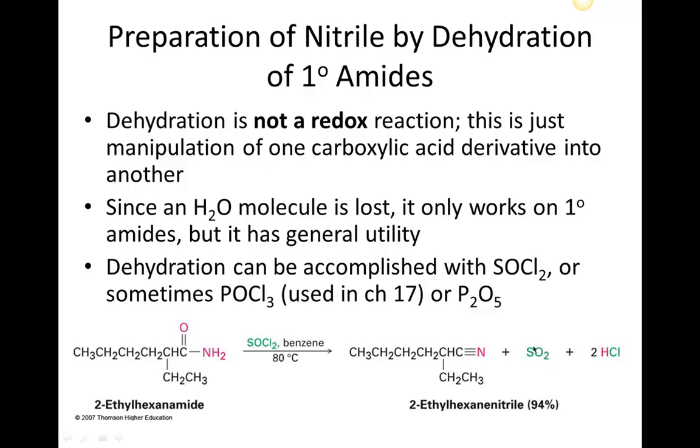And what happens to the oxygen is it ends up as part of an SO2 molecule, and the two hydrogens become part of two HCl's, which is kind of what happened to the OHs when we did the thionyl chloride on alcohols to turn them into alkyl halides. We got SO2 and one HCl out of that.